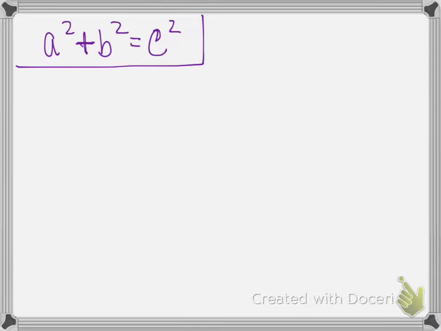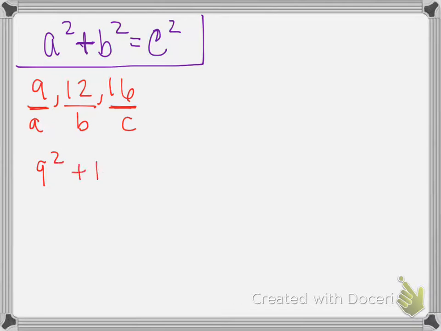So let's say they give you the side lengths of 9, 12, and 16. They want to know if these could be the side lengths of a right triangle. So we know that c is the length of the hypotenuse, which is the longest side. So c is 16. And then we can label a as 9 and b as 12. So we're going to do 9 squared plus 12 squared. Does that equal what 16 squared is?